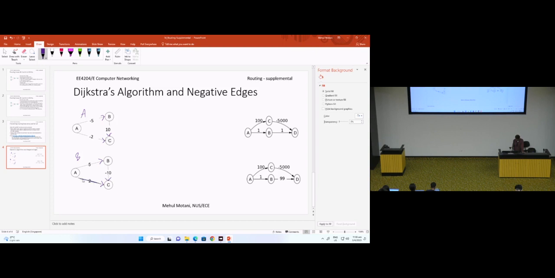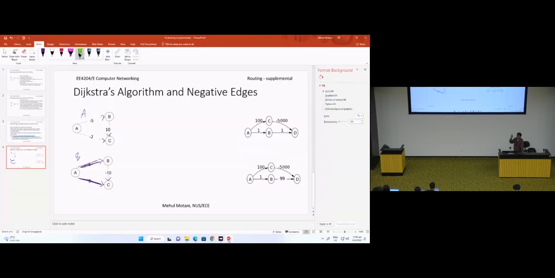Yep, it will take AC, and then what will Dijkstra do on step 2? Okay. And is this the correct shortest path spanning tree? Yes or no? No. So is this the correct shortest path spanning tree or not?